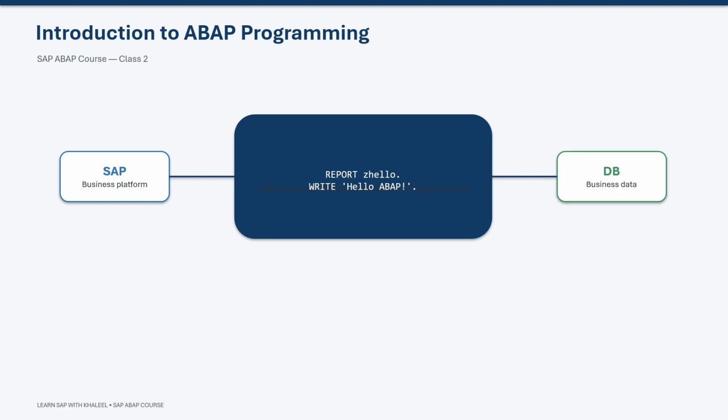Now, see, here we are taking the SAP business platform. Here one simple piece of code we have written: report z hello. It is the name of the program, and write. We are using the syntax to print a statement, like write. Here one string is there, like hello ABAP. So we conclude with a dot. This is a simple ABAP program.